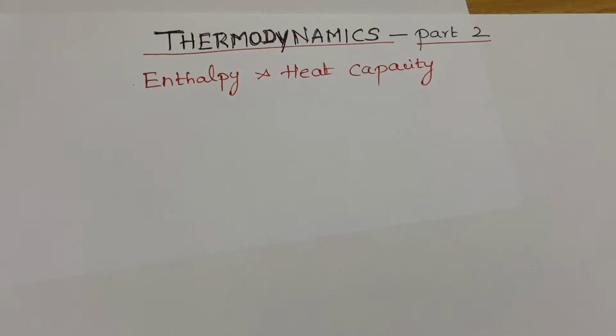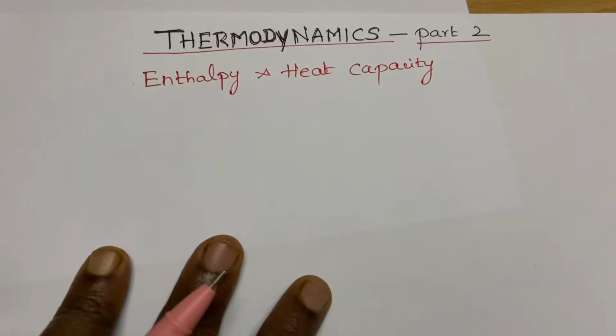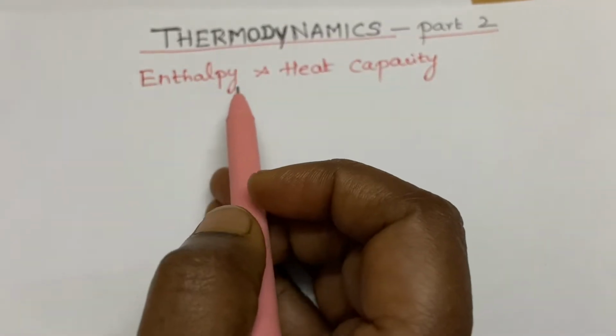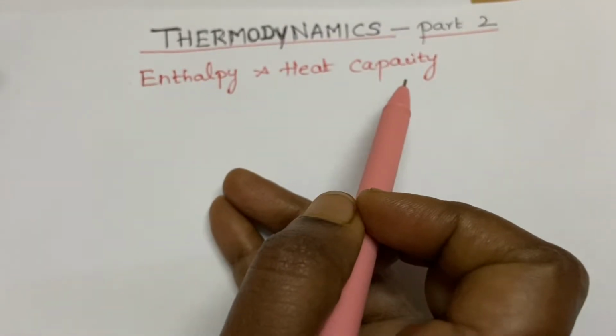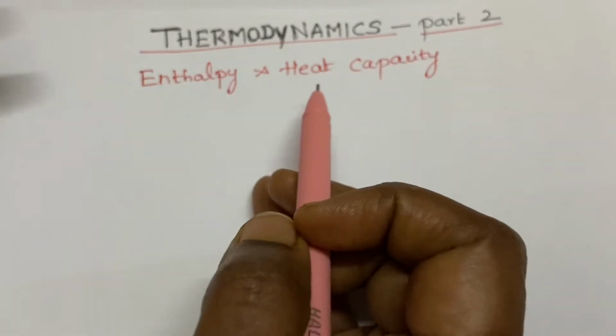Hi students, in today's session what I'm going to do is solve the book back exercise of the chapter Thermodynamics from class 11 chemistry. In the first part I discussed the concepts up to work done and internal energy. In today's class I'm going to teach a new concept, enthalpy and heat capacity, and solve the book back exercise numericals based on these concepts.